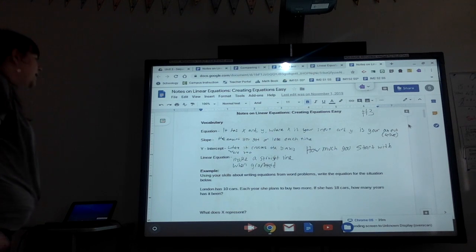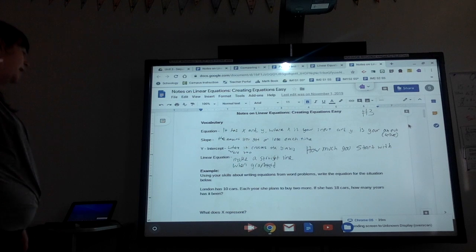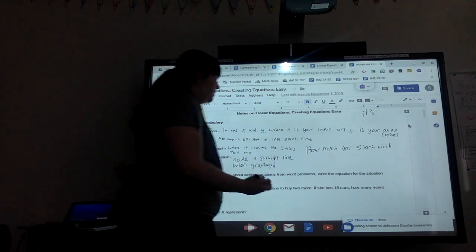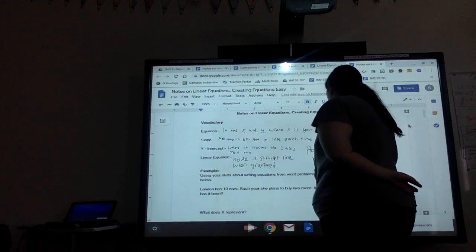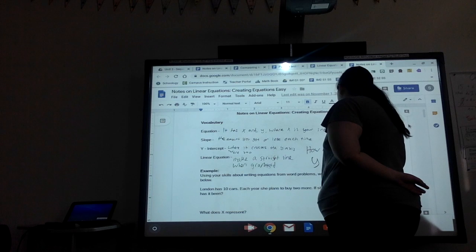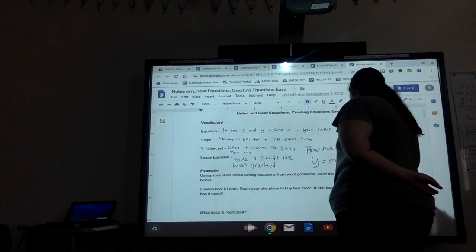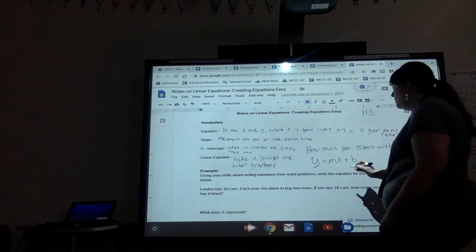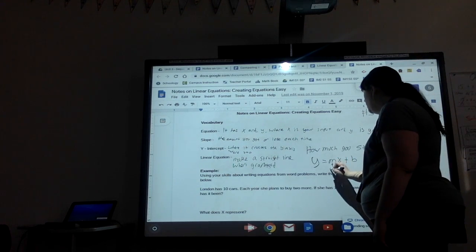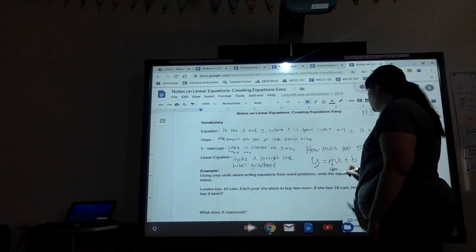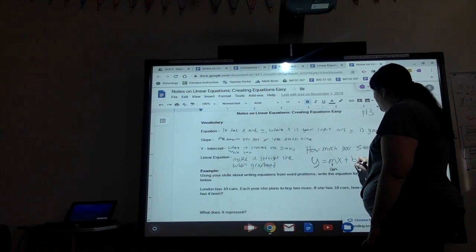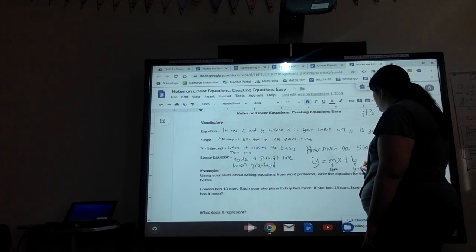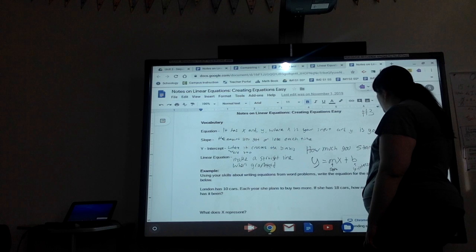All right. So in general, a linear equation has a basic formula. And so the basic formula looks like this. Y equals mx plus b. So in a linear equation, m is where we put the slope, how much you're changing by, and b is where we put the y-intercept, how much we started with.